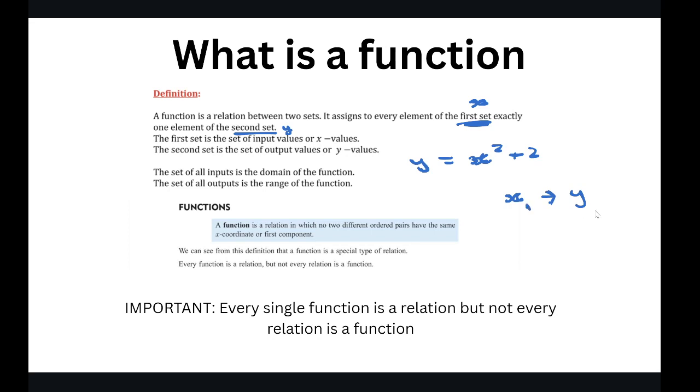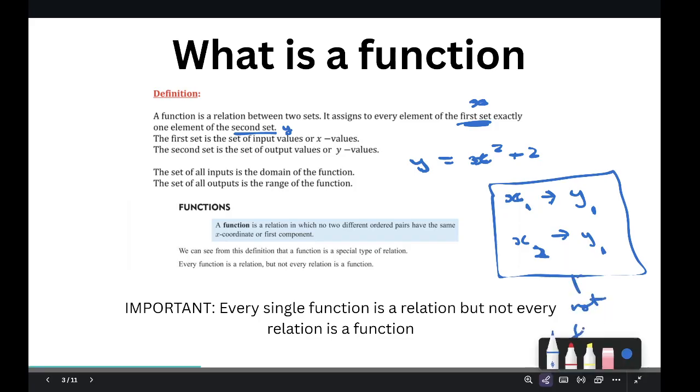So x1 will be equal to y1. In a function, you will never see that x2 and x1 both equal y1. You will never see that. If this ever happens, that equation is not a function. Not a function. Okay? And I just want you to read this real quick.